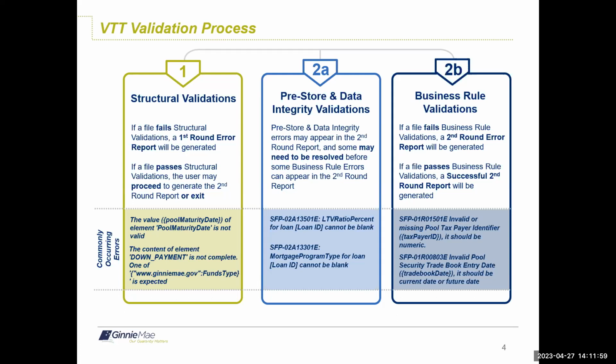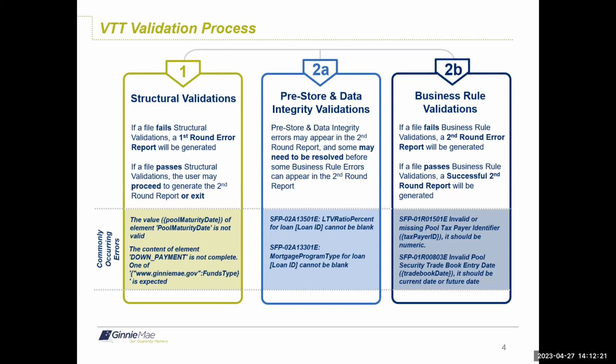But essentially, it's one last round of sort of data cleanup, checking to make sure that your file is structured in a way that we can read it for the business rules and compare the file against them. So some examples you see down there at the bottom are LTV ratio percent for a loan cannot be blank, or the mortgage program type for a loan cannot be blank.